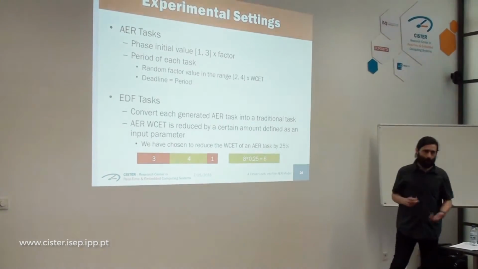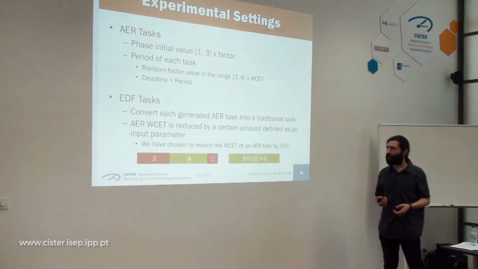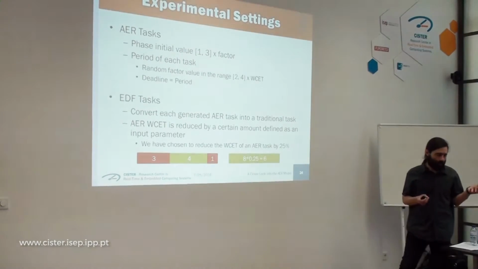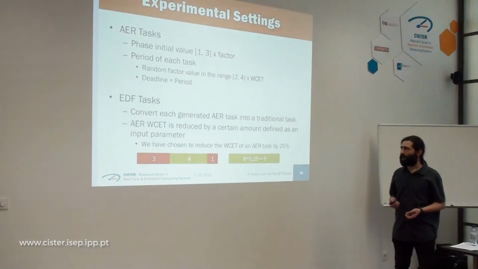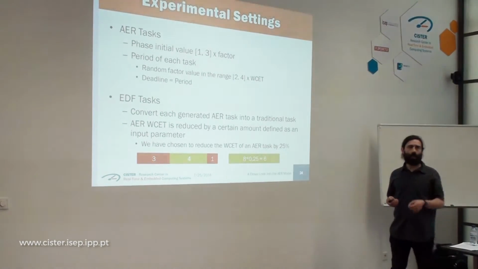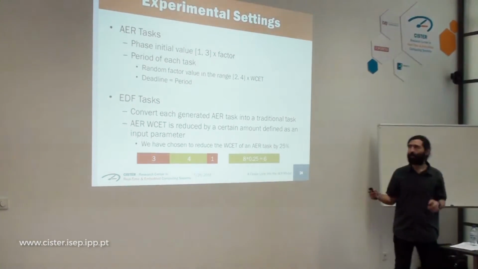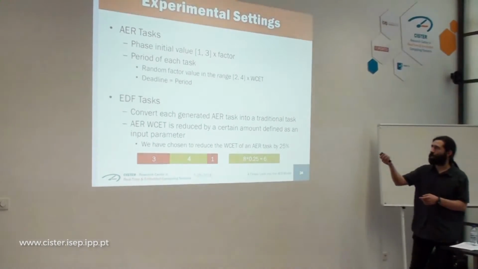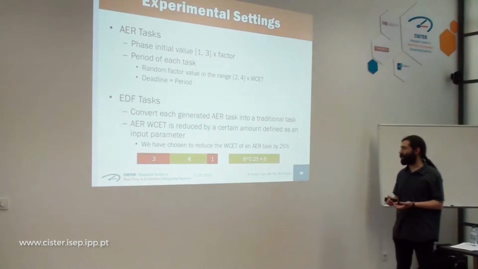Now we have the heuristics, we have our implementation of EDF, and we want to actually play with it. So what we do is we generate AER tasks artificially, and then we convert those tasks into EDF tasks according to this rule, which I will explain. And then we measure some data to compare the results. For the AER tasks, the phase values are between 1 and 3 times the factor that allows us to enlarge the length of the phases. The period of the task is generated by using a random value between 2 and 4 times the worst case execution time, which is the sum of all the phases. Then deadline equals period. For EDF tasks, we convert each AER task into a traditional task.